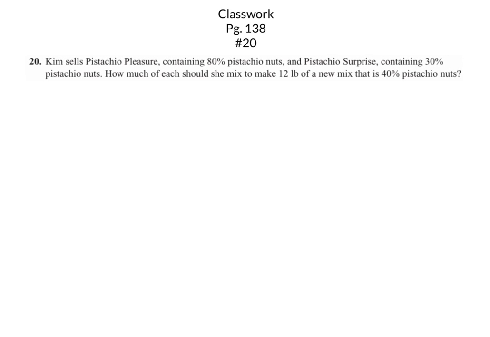This last type has multiple mixtures in it. Kim sells pistachios containing 80% pistachio nuts and pistachio surprise containing 30% pistachio nuts. So she has 2 different mixtures of nuts. One is 80% pistachios, one is 30% pistachios. How much of each could she mix to make 12 pounds of a new mixture that is 40% pistachios?